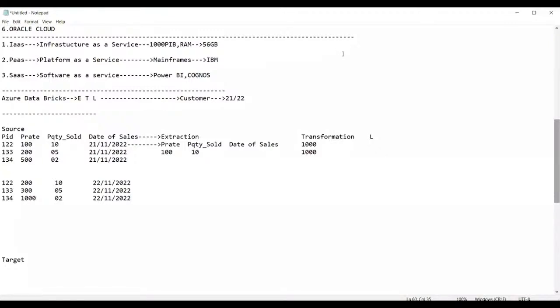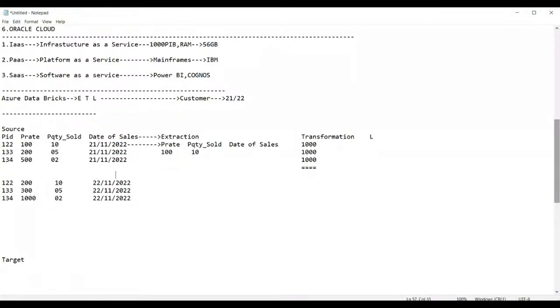Yes. Now, guys, see here. We were discussing the calculations. 100 into 10 is 1,000. 200 into 5 is 1,000. 500 into 2 is 1,000. Now tell me, guys, calculate the sum here. What is the sum of these three?